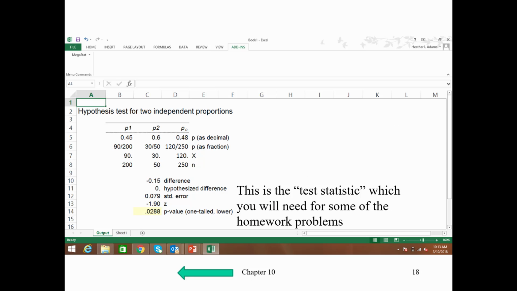And that z-score is the test statistic, which you'll need for some of the homework problems, but what I'm more concerned about is you getting the p-value and making that final conclusion, so that you can do the interpretation and make decisions based on it.